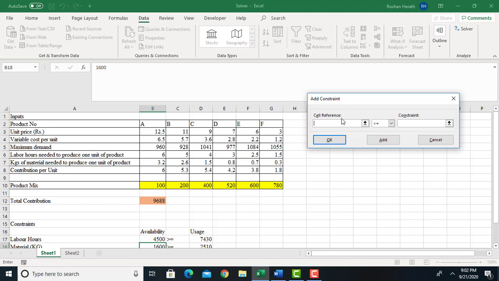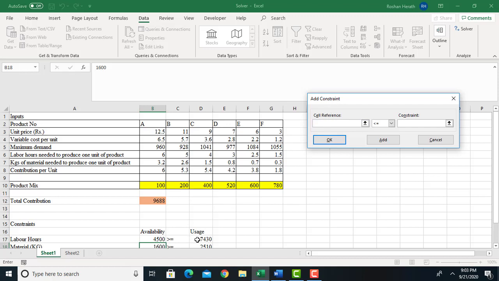you need to give that cell reference. The first thing, you can see that for your labor hours, there's a limitation. The maximum is 4,500, right? So therefore your usage must be less than or equal to the constraint. So therefore you are going to set the constraint on this side and the respective usage on the other side, right?